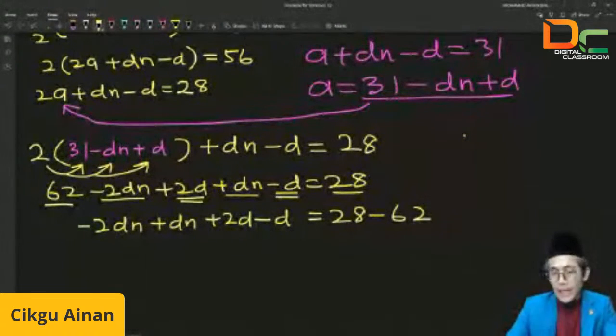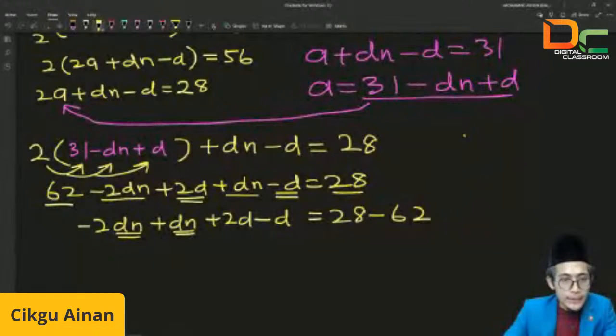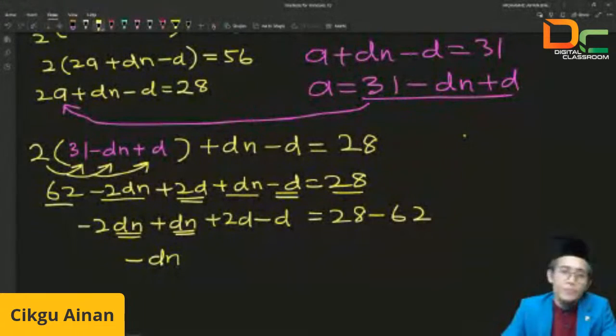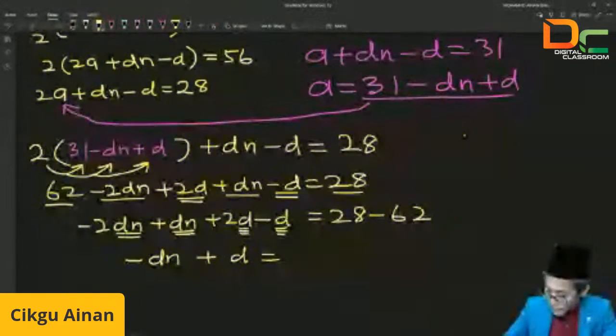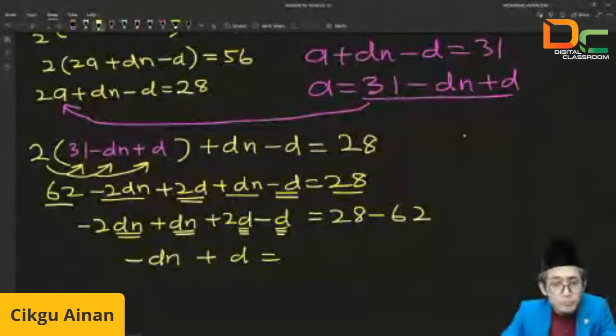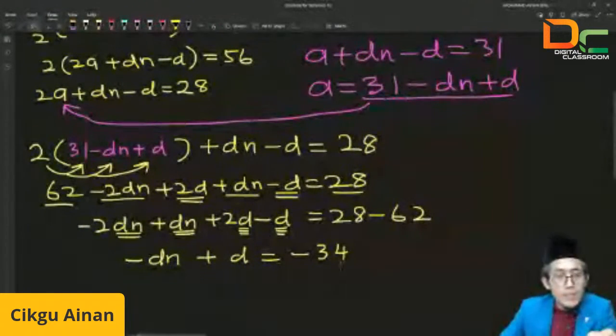Okay, now the next step is minus 2dn. This is the same thing. It's like chicken. Minus 2 chickens plus 1 chicken is minus 1 chicken. The chicken is dn. Okay, this one is also the same thing. This one is maybe a box. 2 boxes minus 1 box. So what's left? 1 box. Like that. So 28 minus 62 is minus 34.